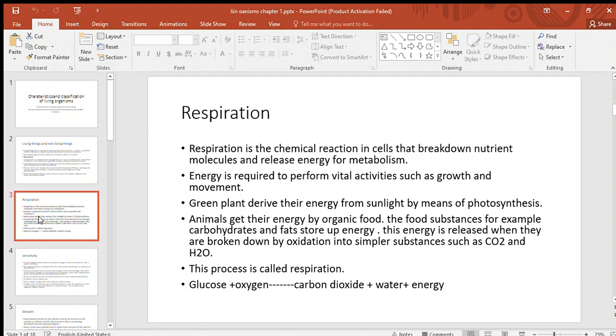Next is respiration. Respiration is the chemical reaction in cells that breaks down nutrient molecules and releases energy for metabolism. Respiration takes place in cells. Energy is required to perform vital activities such as growth and movement. Where does this energy come from? If we talk about plants, green plants derive their energy from sunlight by means of photosynthesis, and animals get their energy from organic food.